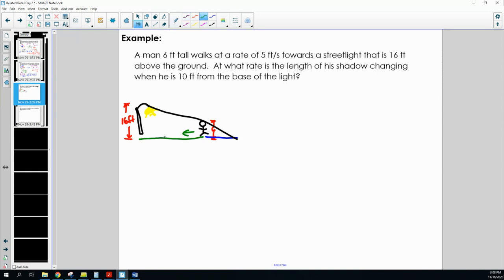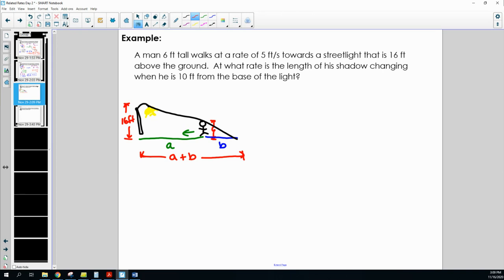So we're going to call the distance from the man to the light post A. And then the blue piece here, that's the man's shadow. We're going to call that B. So the overall big triangle base here would have a distance of A plus B, if you're going for the whole base of the big triangle.